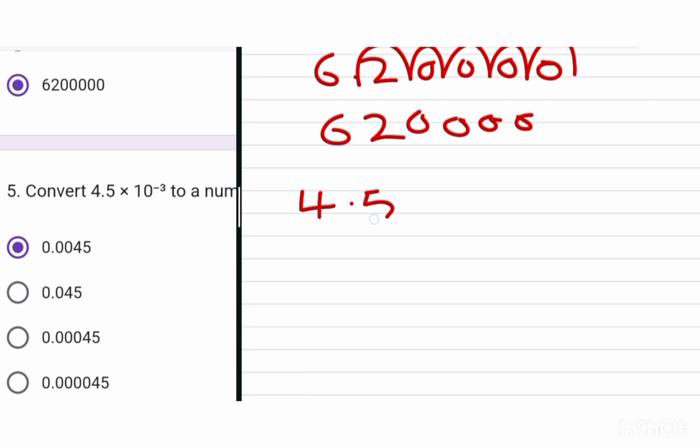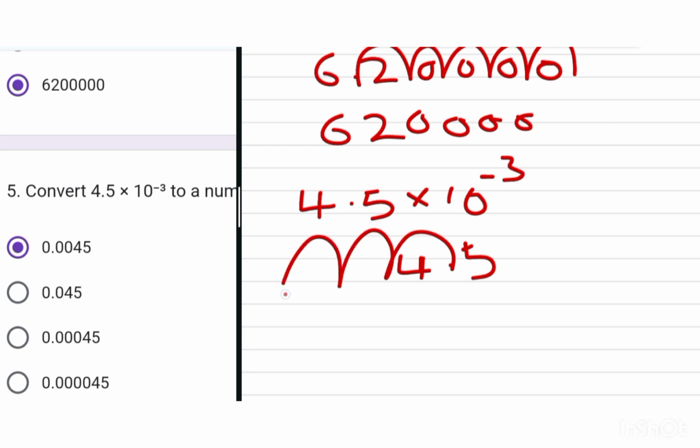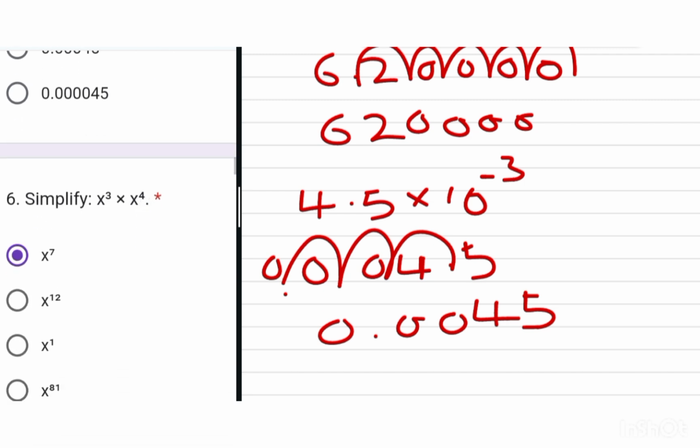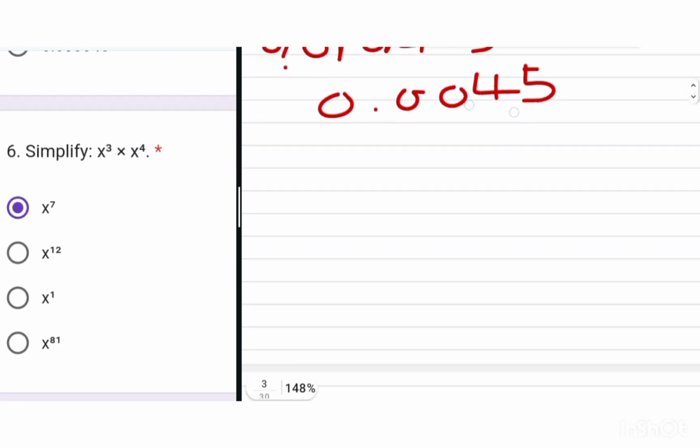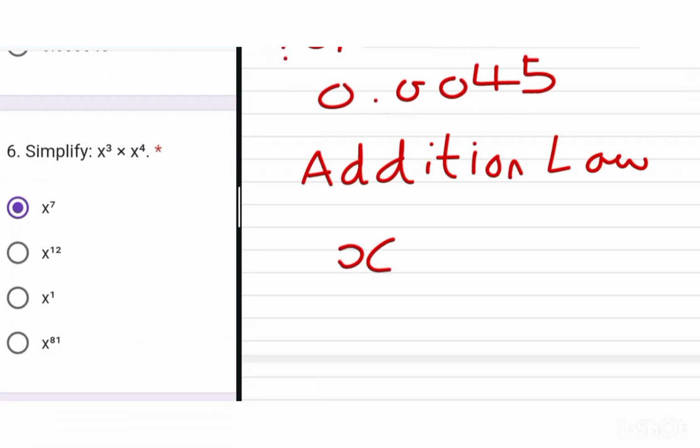For number 5, convert 4.5 times 10 raised to the power minus 3 to a number. In this case, we will move the decimal point to the left because we have a negative index. Write your 4.5, then you move the decimal places. Put zeros in the empty spaces. We will have 0.0045.